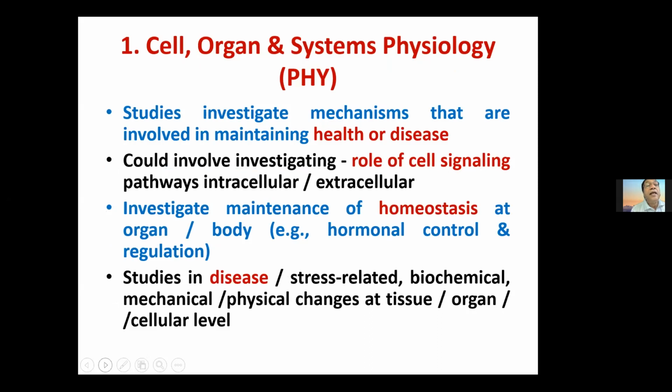So in this particular category, where we have this subcategory, cell, organ, and system physiology. So I told you that a human body is made up of different systems, and the different systems are made up of different organs. Organs are made up of different tissues, and tissues are made up of cells. So cell is considered to be the building block of a human body. So in this particular case, we have to talk about involving in maintaining health or disease. So what we put in through our mouth can lead to a disease if the body doesn't take care of it. Okay, so that is one thing.